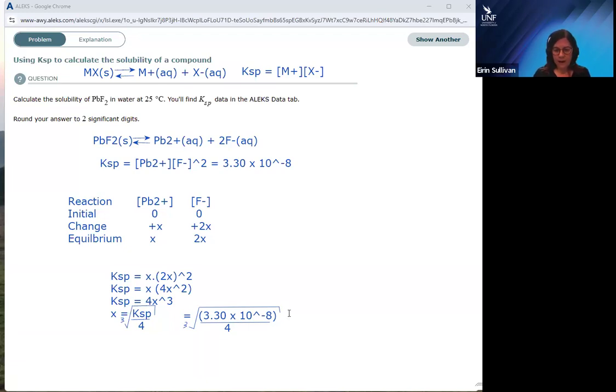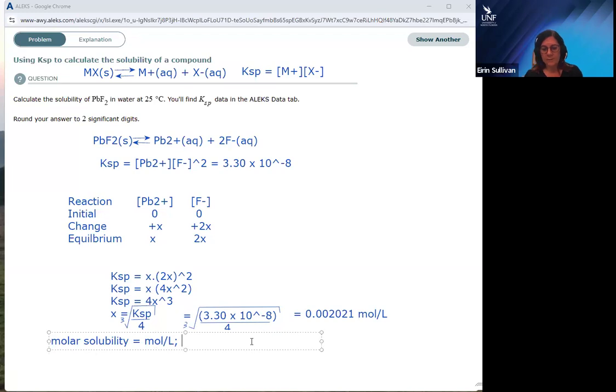Anyway, I digress. I'm going to get a value for x, which is the equilibrium concentration of lead 2 plus, being 0.002021 moles per liter. Now that is the same as the molar solubility. Molar solubility is in moles per liter, so it's analogous to concentration. And we've been asked for solubility, and solubility is in grams per liter.